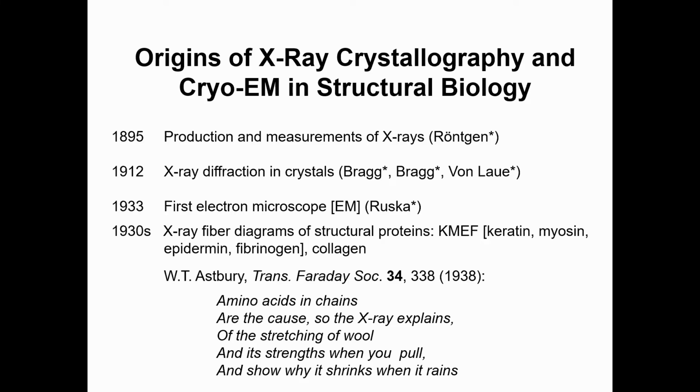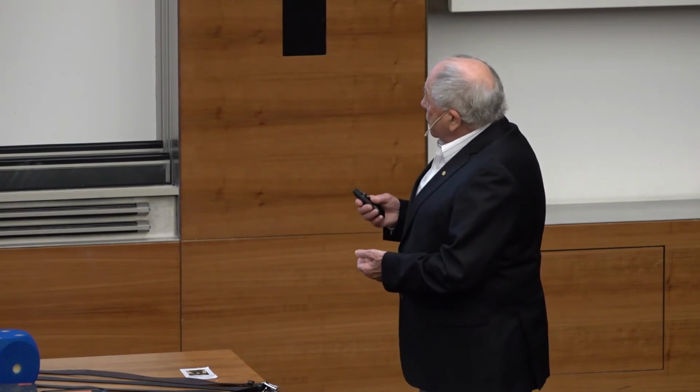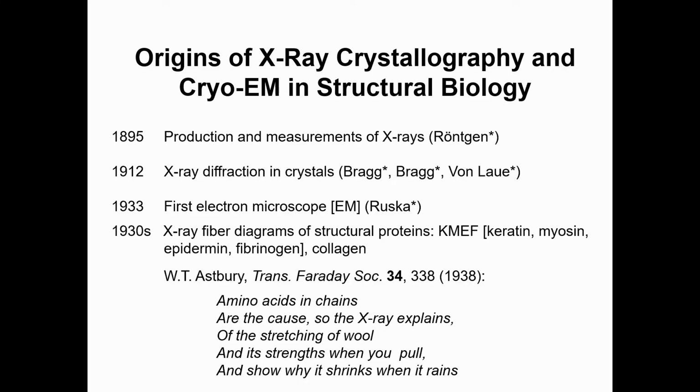In 1933, the first electron microscope was built in Germany by Ruska. And in the 1930s, a number of scientists started to record X-ray fiber diagrams of the structure of proteins. The biology at that time was not in a position to produce biological macromolecules in a form that would be amenable to structural studies, except for fibrillar proteins, such as hair or fibrils extracted from the skin or from tendons. And these structural proteins could be studied by irradiation with X-ray beams that were applied perpendicular to the direction of the fibrils.